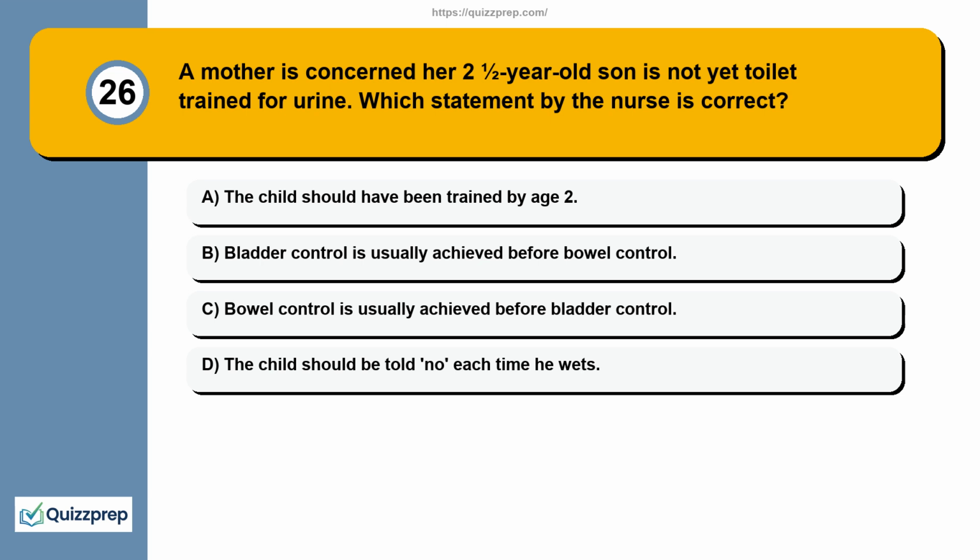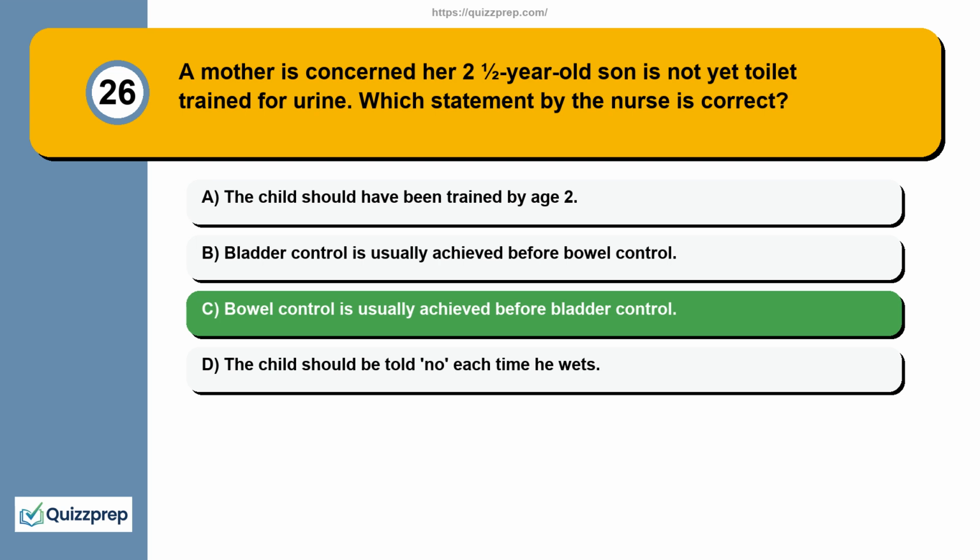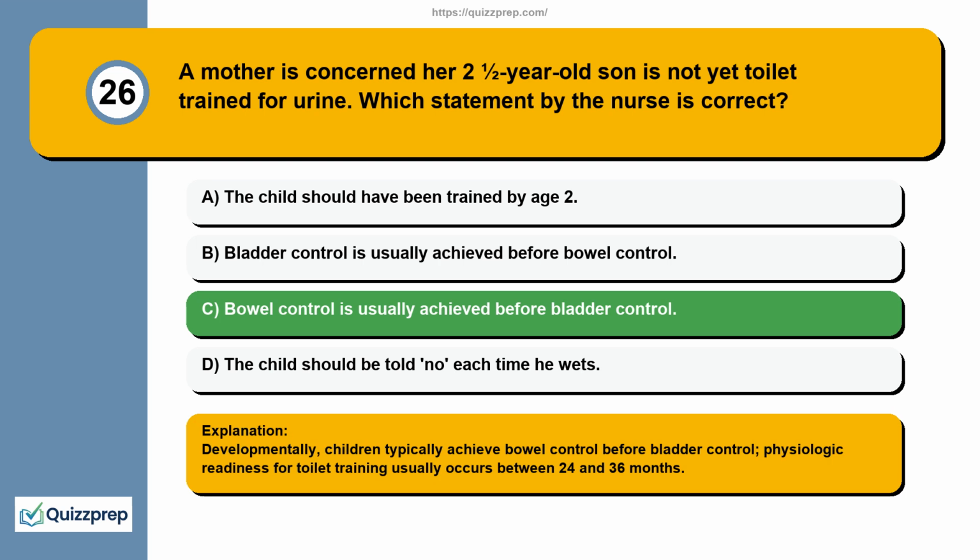Question 26. A mother is concerned her 2.5-year-old son is not yet toilet trained for urine. Which statement by the nurse is correct? The child should have been trained by age 2. Bladder control is usually achieved before bowel control. Bowel control is usually achieved before bladder control. The child should be told no each time he wets. Developmentally, children typically achieve bowel control before bladder control. Physiologic readiness for toilet training usually occurs between 24 and 36 months.